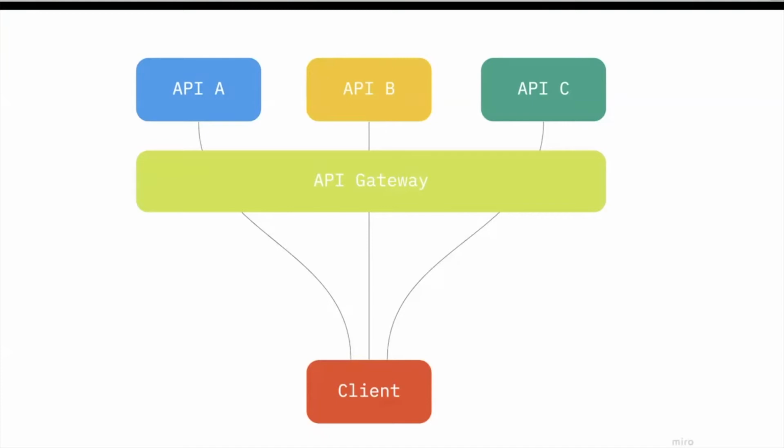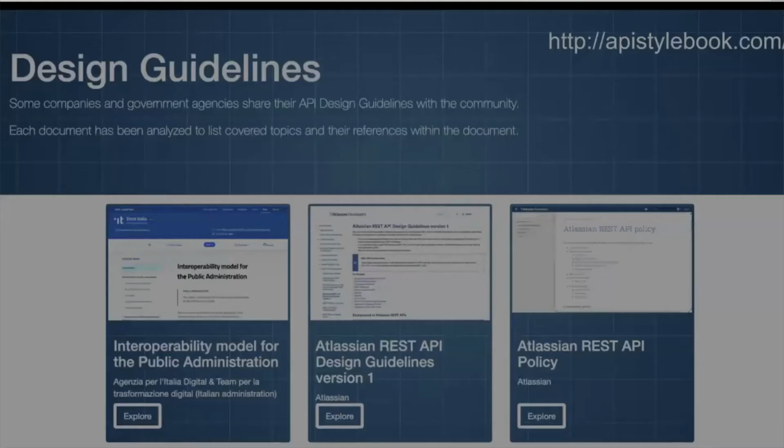But obviously things like URLs and the naming conventions for different JSON properties will still be an issue there. So there's a bit more work to be done than just using an API gateway.